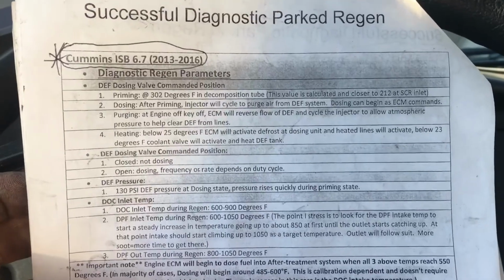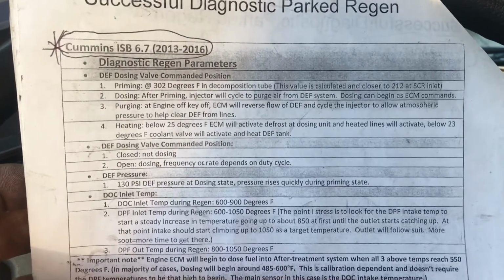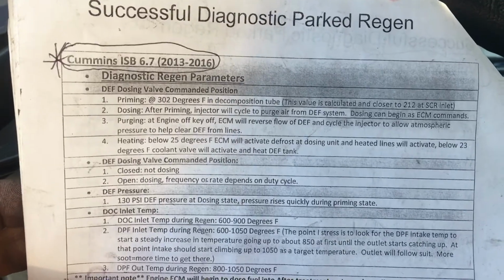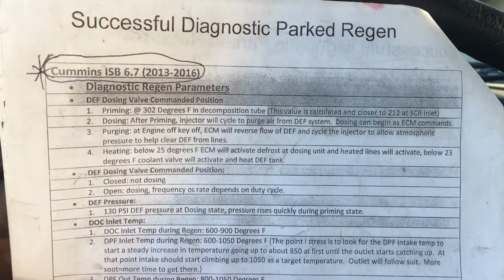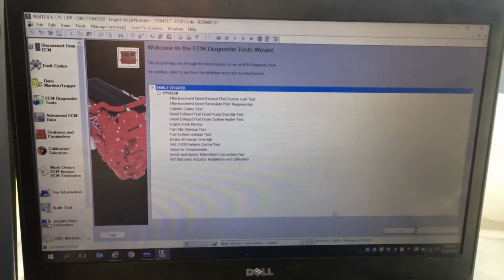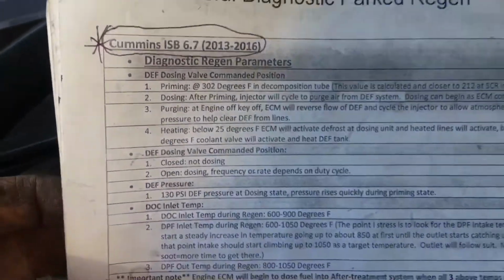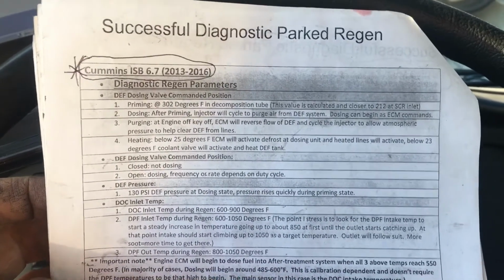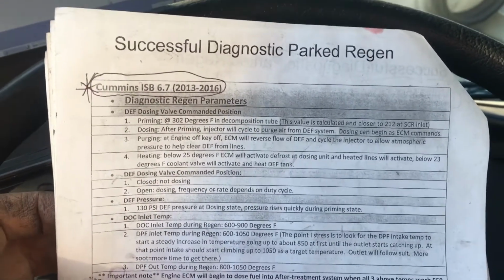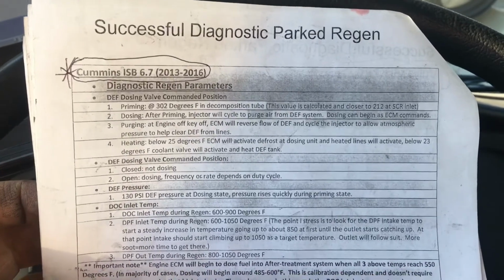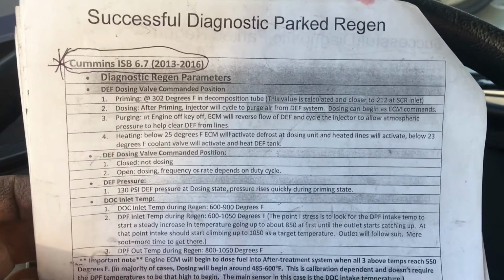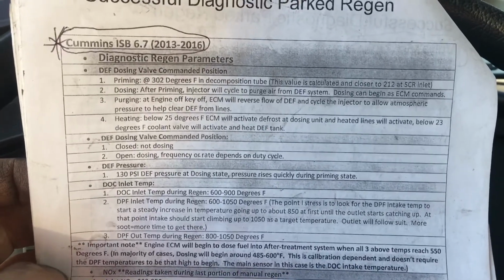So now I'm back in the truck. I've started the truck, so the engine is running. I'm making sure that my computer is still connected to the ECM. The next thing we're going to do is run a regen. This is very important. I have a whole document in a different video on successful or good regen parameters, but this is for the ISB 6.7, the engine I'm working on right now.